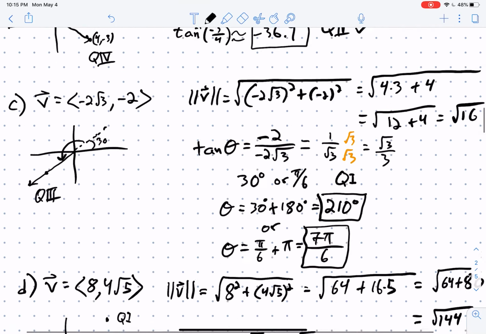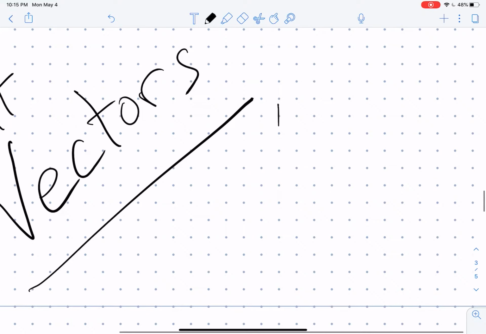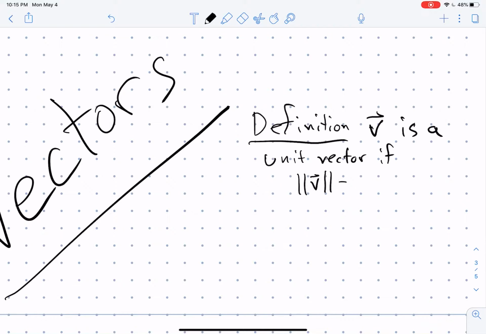Whoopsie. Let's try that again. This is a definition. If we have a vector v, it's a unit vector if and only if the length of v is equal to 1. That's it.